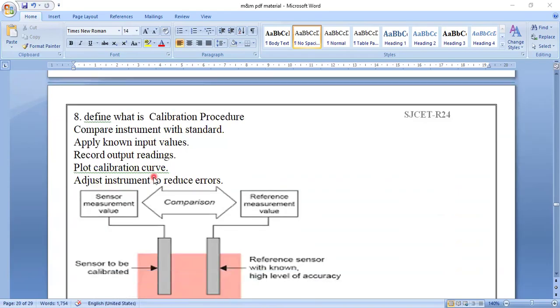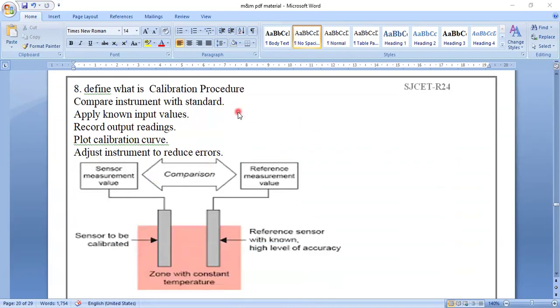Define what is the calibration procedure. How do you calibrate? Calibrate means measuring or comparing. Compare instruments with standards. Apply known input values. Record output readings. Plot calibration curves. Adjust instruments to reduce errors. So if any errors are there, you try to reduce them continuously.